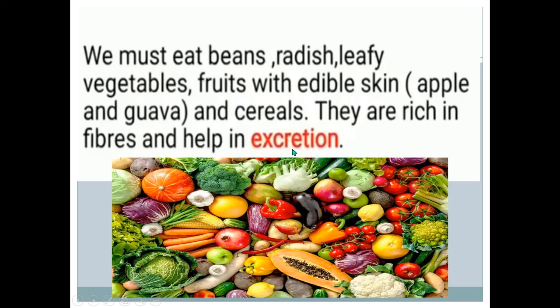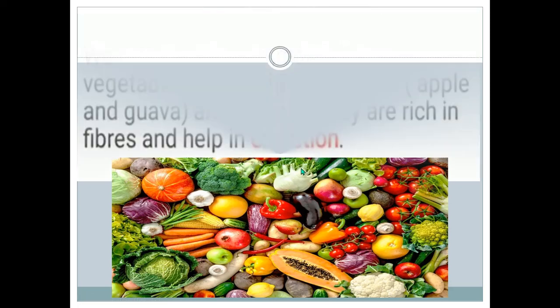Okay, if our body is not eliminating waste products, it is very difficult. It leads to what? Harmful ill effects in our body. So we must eat beans, radish, leafy vegetables, fruits with edible skin like apple, guava and cereals. They are rich in fibers and help in excretion.